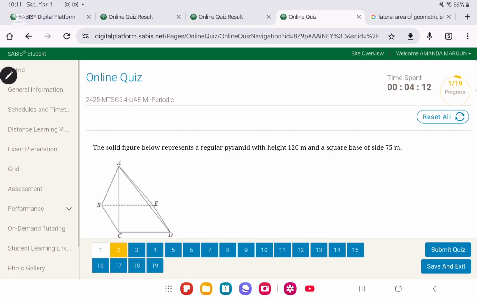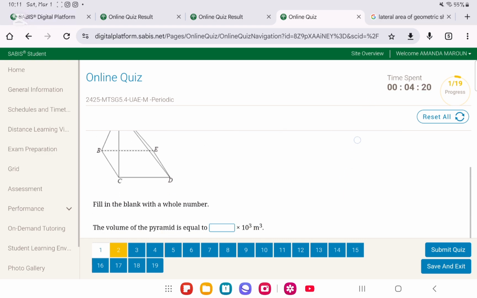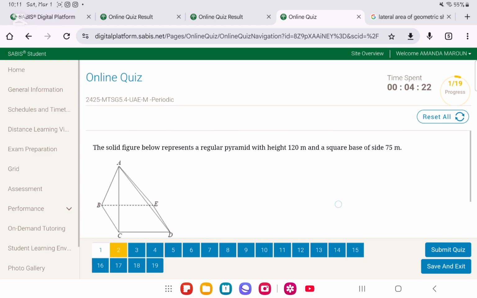Here, they're telling us the solid figure below represents a regular pyramid with height 120 meters and a square base of side 75 meters. They need us to find the volume of the pyramid. They told us that the square base, meaning all the sides have the same length, is 75 meters. And the height of the pyramid, which is always perpendicular, is 120 meters. And they need us to find what? They need us to find the volume of a pyramid.